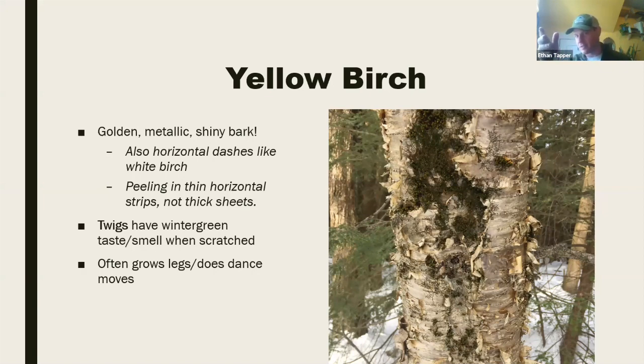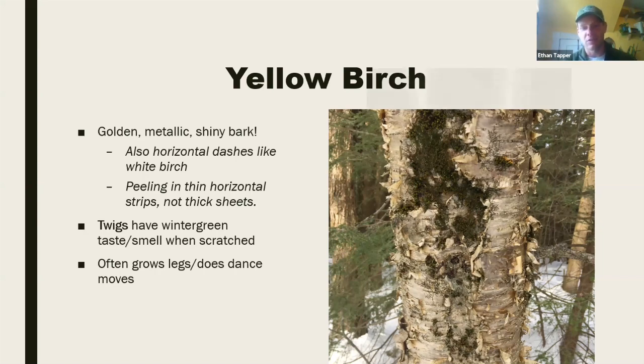I should mention both yellow birch and white birch have these horizontal dashes on their bark. They're called lenticels, but you don't need to know that. You just need to know that they look like these horizontal dashes. So they both have that, but you can tell between them because yellow birch bark will be golden and metallic, white birch bark will be white, yellow birch bark will be peeling in these thin little strips, and paper birch or white birch bark will be peeling in those big papery sheets.